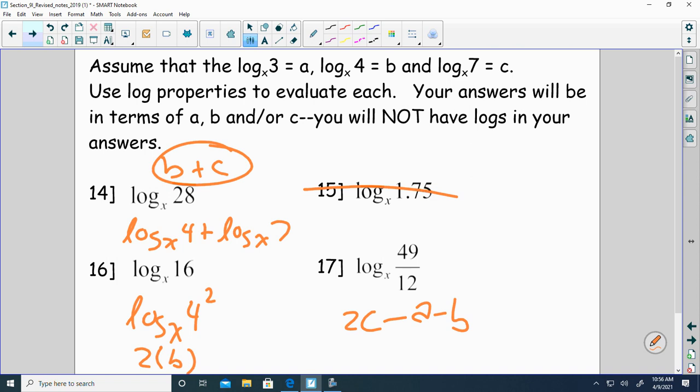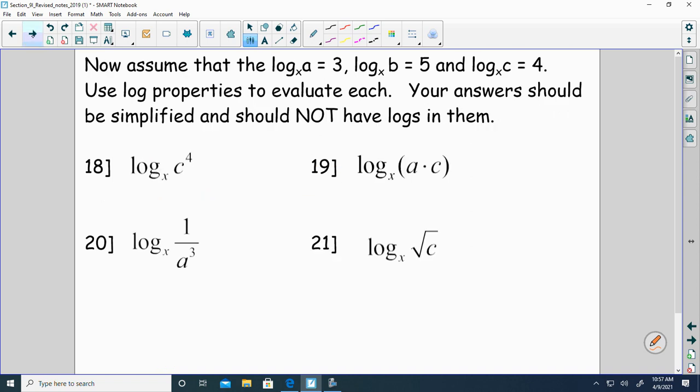Now let's leave that. If you want to go over that more, we can. Last slide. Done the same way. Okay, bring the 4 down front. Log base x of c is equal to 4. So this becomes 4 times 4, which is 16. Log base a and c, this is going to be add. So log base x of a gives me 3 plus log base x of c. 3 plus 4 is 7.